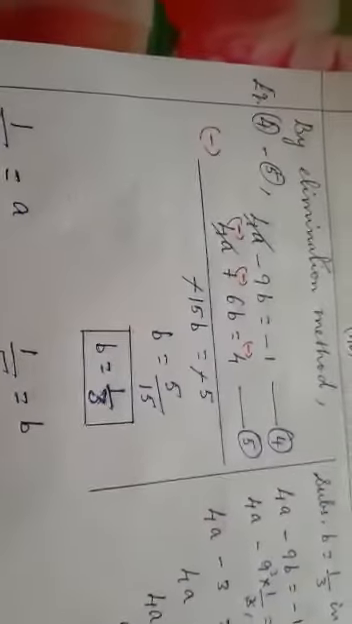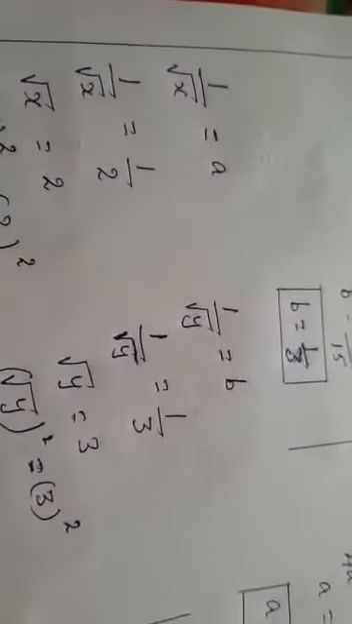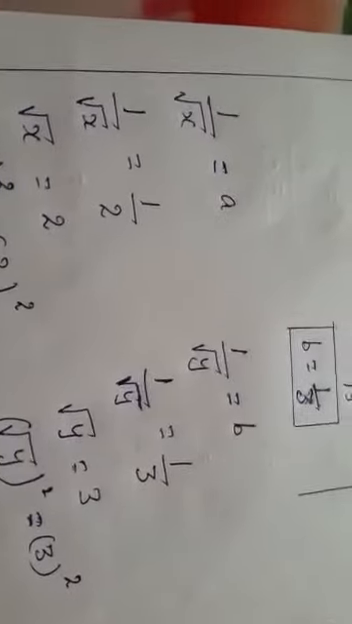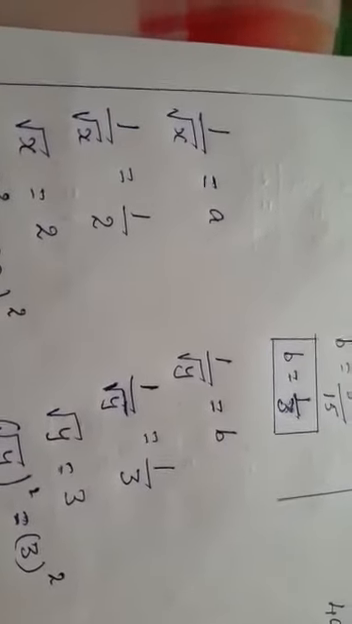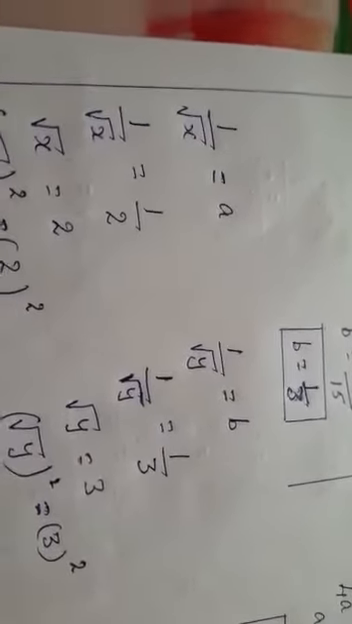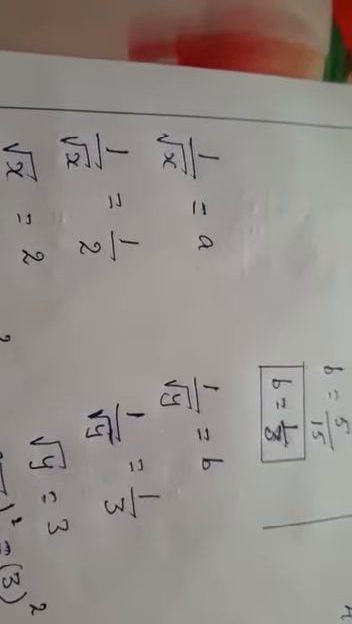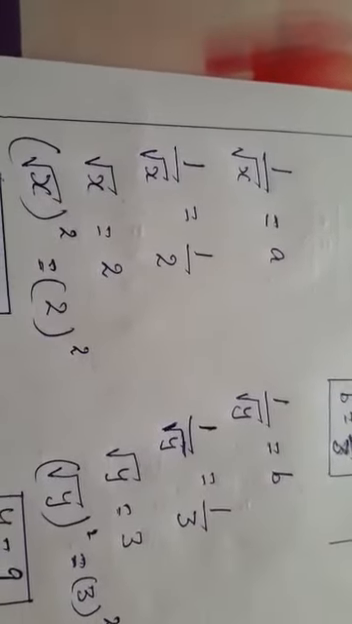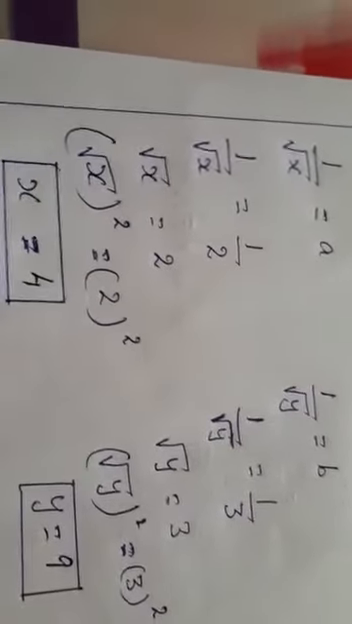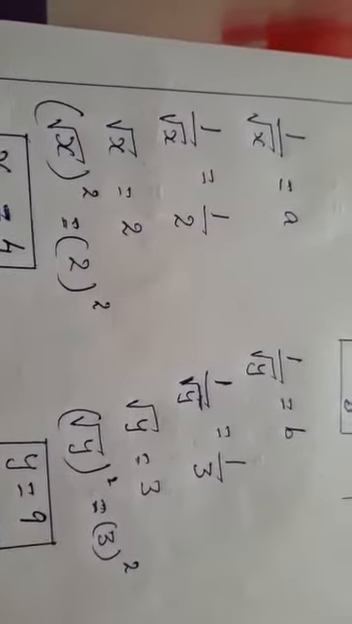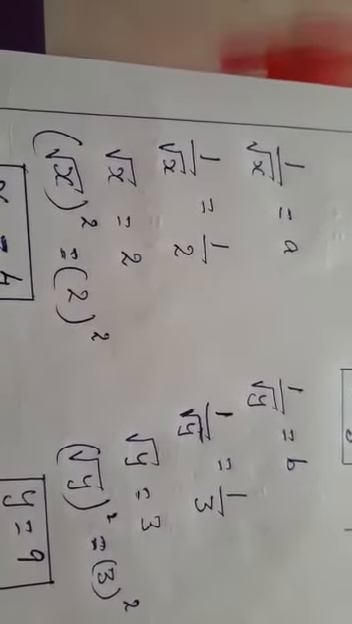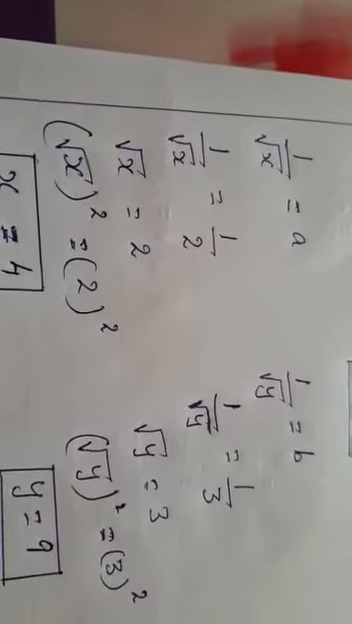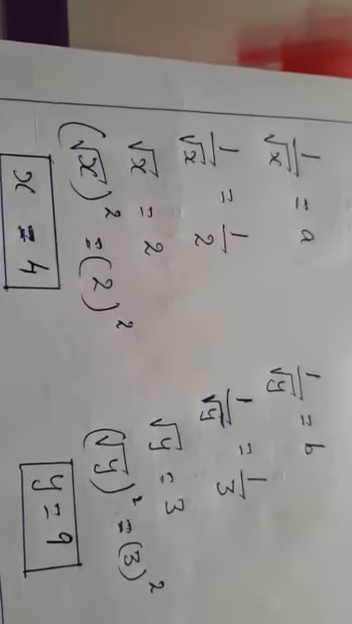Now, we have assumed 1 by root x is equal to a. So, 1 by root x is equal to a. The a value is 1 by 2. So, 1 by root x is equal to 1 by 2. Now, root x will be the reciprocal. 1 by root x reciprocal is root x by 1 is 2 by 1. Now I have to remove this root. So what I am going to do is square on both the sides. When I square on both the sides, root x square is nothing but x, because root x means it is x power 1 by 2. So 1 by 2 into 2 is 1. So x is equal to 2 square is 4.